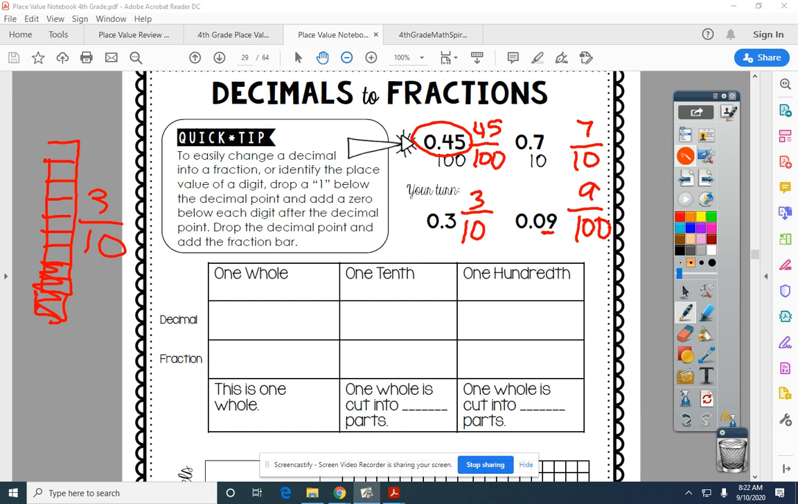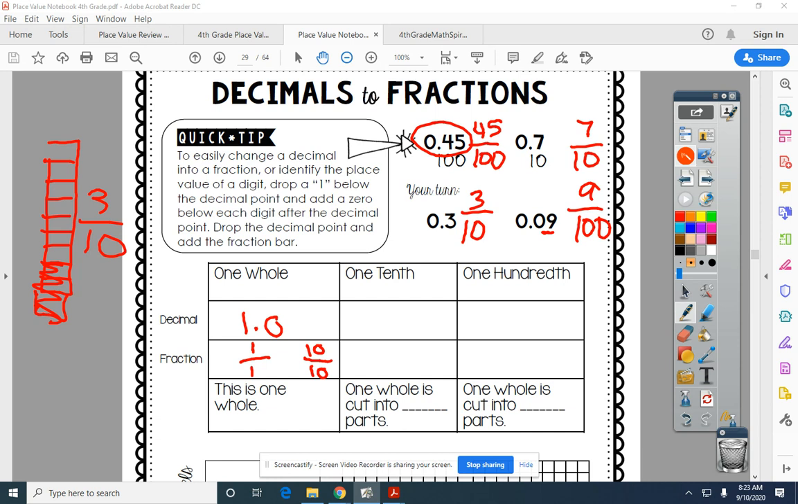Okay, let's say this right here. How do you write one whole as a decimal? 1.00. Okay. So what would that look like as a fraction? Let me think. It would be 1 over 1. So I have one part and I have all of those parts, right? 1 over 1. Could it also look like this?